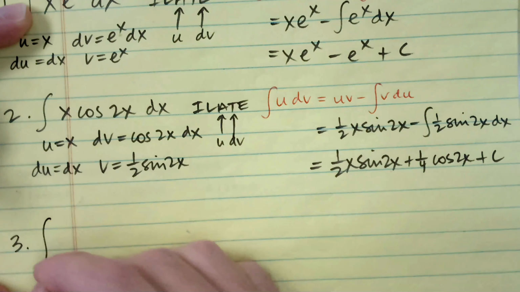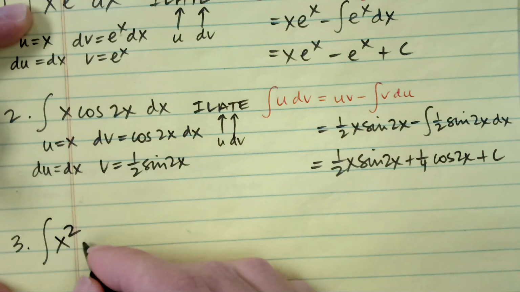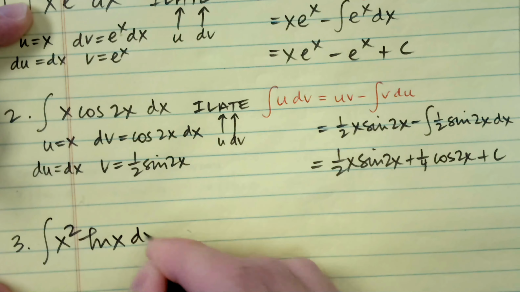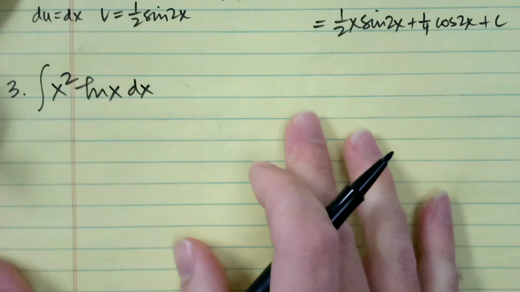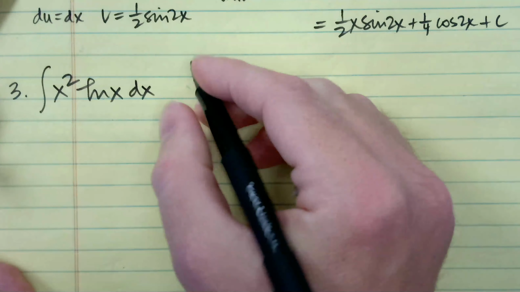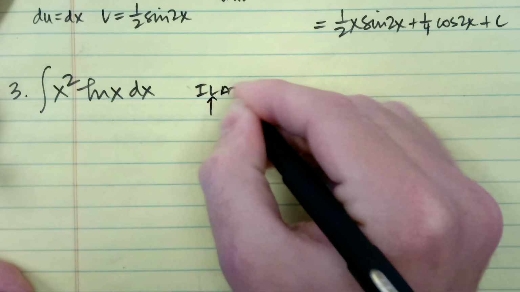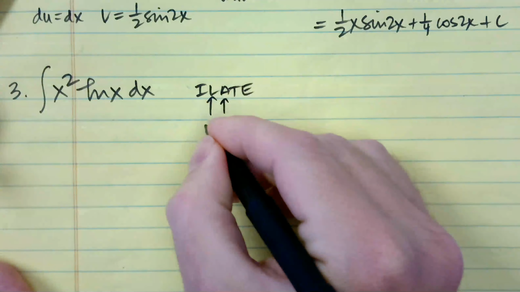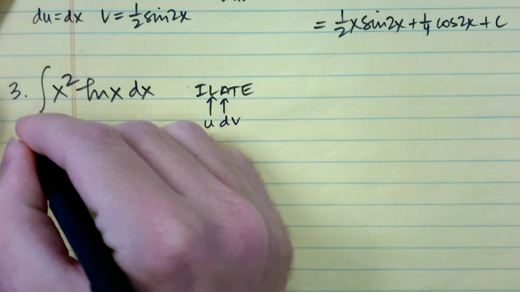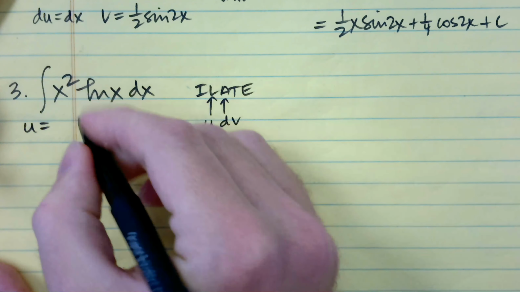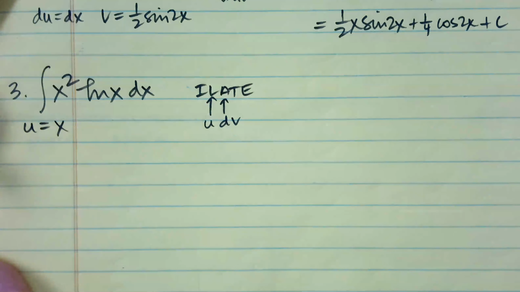3, x squared natural log x. This might be a little bit different from the other two. Thinking LIATE, a log and an algebraic function, u and dv. u is going to equal x. No. u is the log.